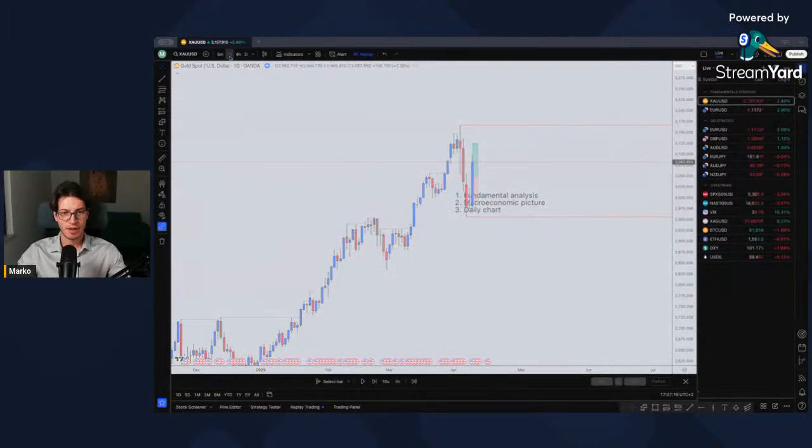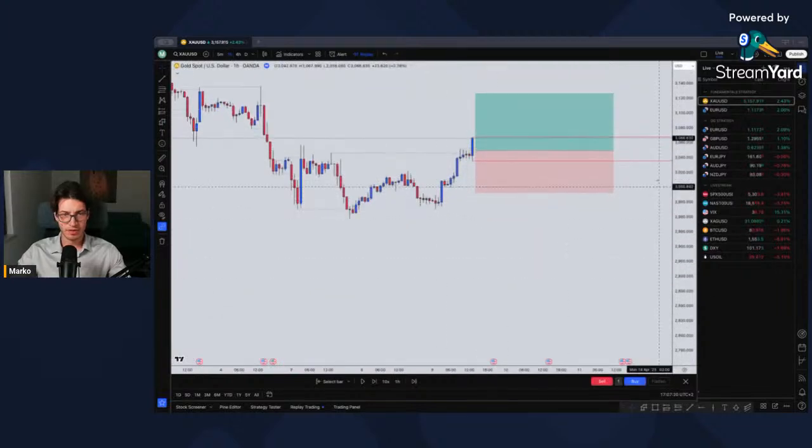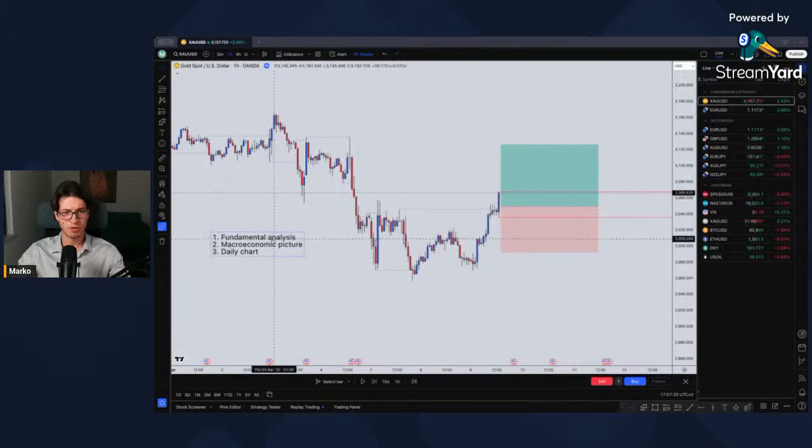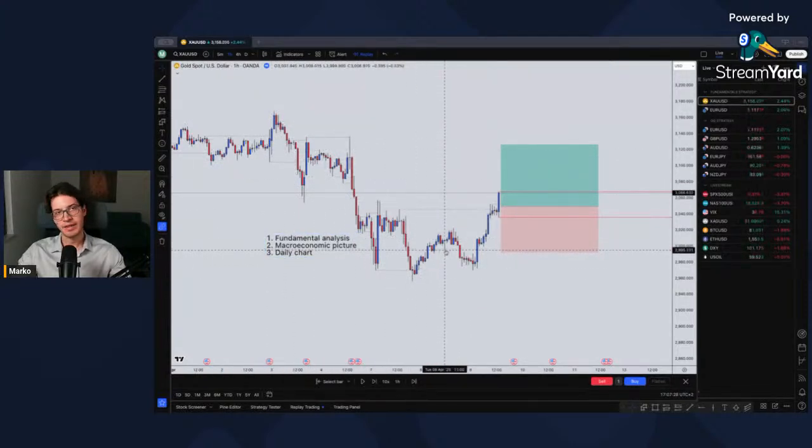So that was the daily chart. The daily chart was good. It was good to get in because we had a bit of a pullback. I didn't want to buy right at the top of the move. I don't want to buy at the exact top of the move.